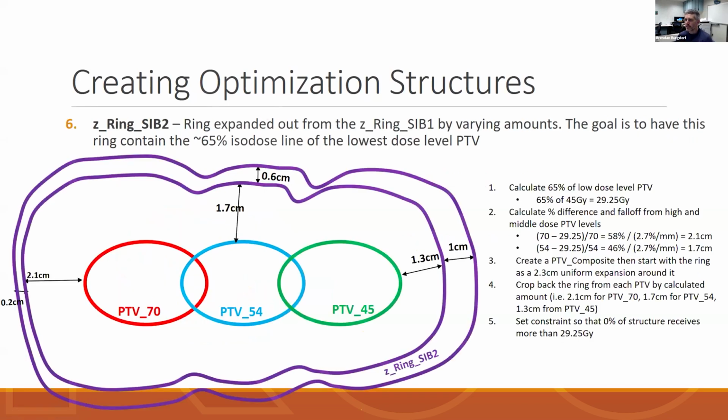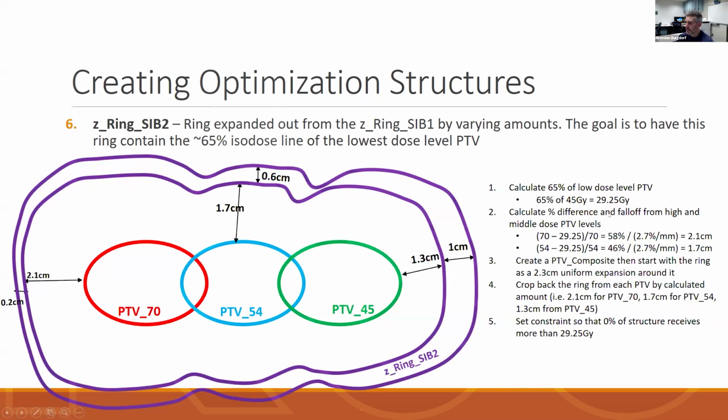And then the final ring structure that I'll talk about is again for multiple PTV cases. So it's ZRing SIB2. And this is a ring that's expanded out from the ring SIB1 by varying amounts. And the goal is to have this ring contain the 65% isodose line of the lowest dose level PTV. So it's a very similar process. We follow the math that we use to calculate the ring SIB1. So we first start by calculating the 65% of the lowest dose level PTV. So in this example here, the lowest dose level PTV is 45 gray. So 65% of 45 gray is about 29 gray.